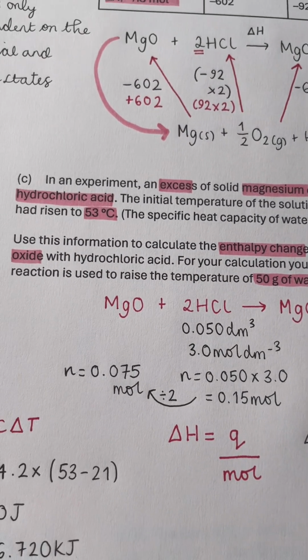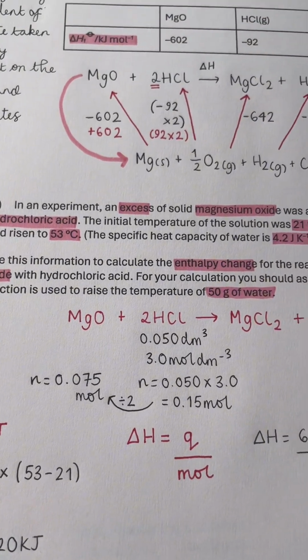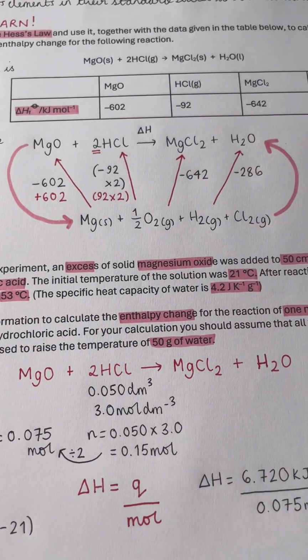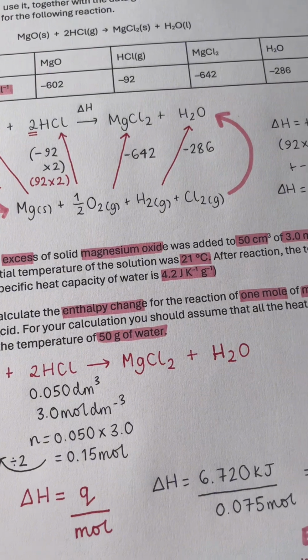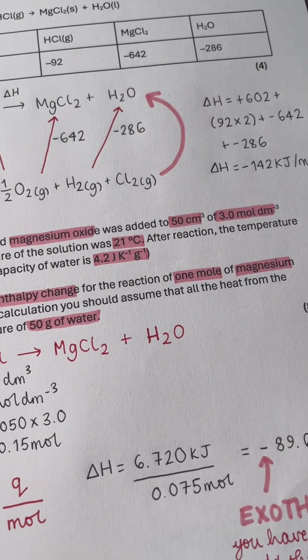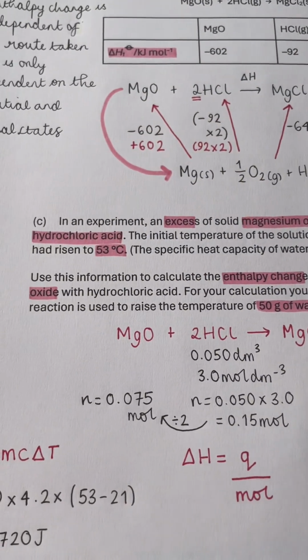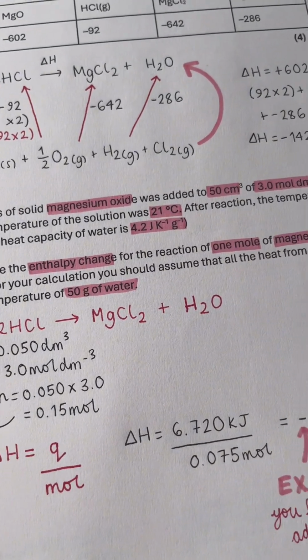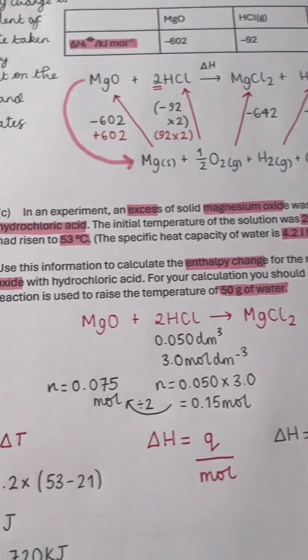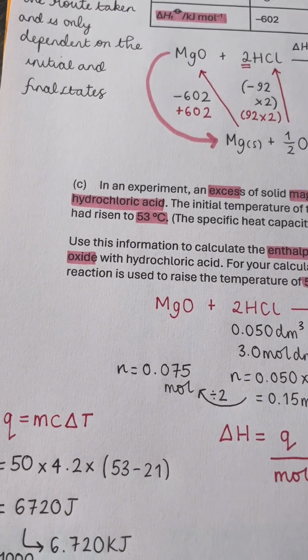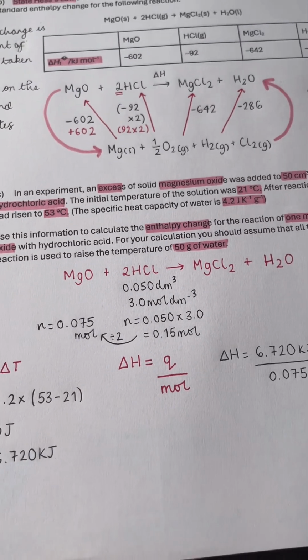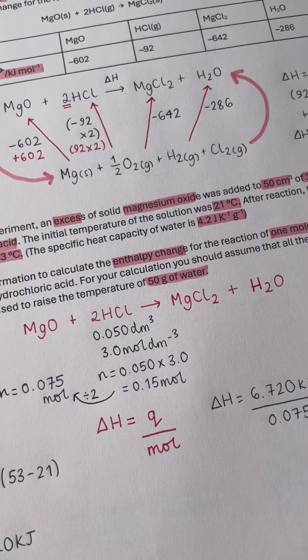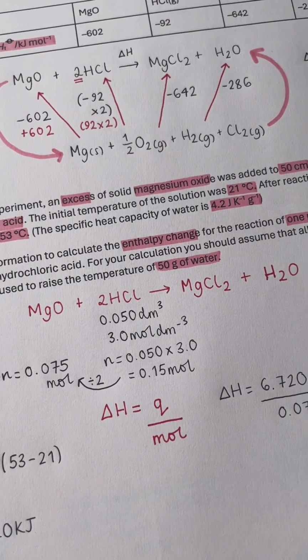So, in an experiment, so we're using the same reaction as above, we've got an excess of solid magnesium oxide and we're adding that to 50 centimetres cubed of 3 mole per decimetre cubed hydrochloric acid. The initial temperature of the solution was 21 degrees. After the reaction, the temperature had risen to 53. We're then given the specific heat capacity of water as 4.2 joules per Kelvin per gram.